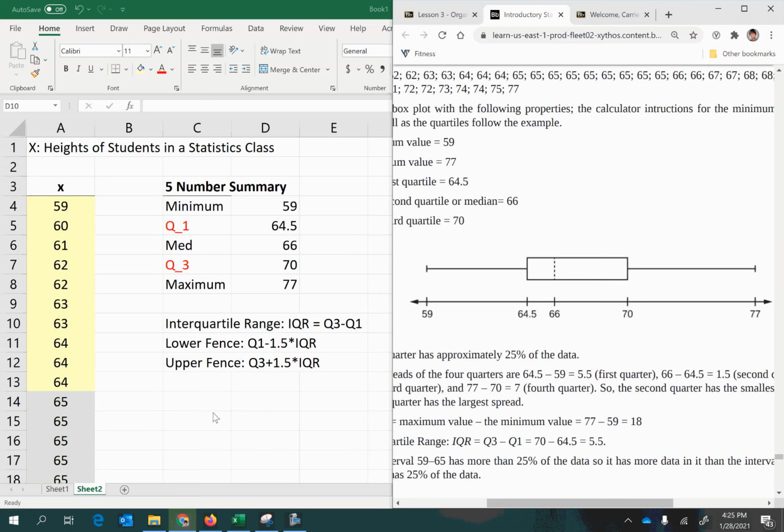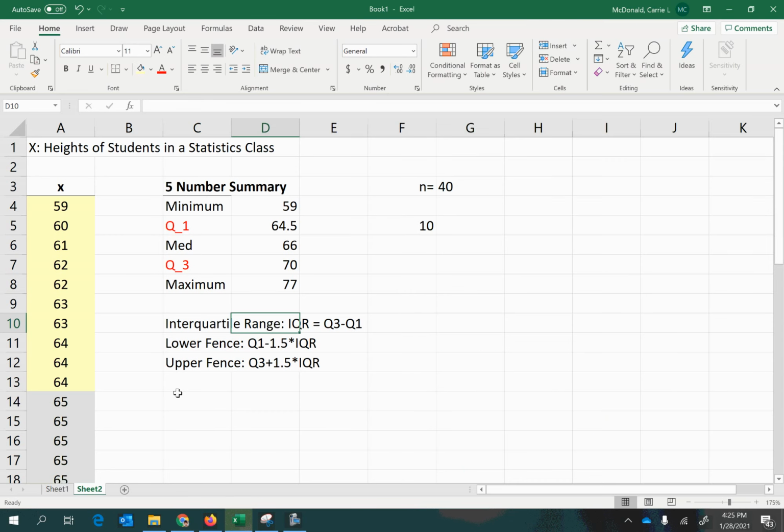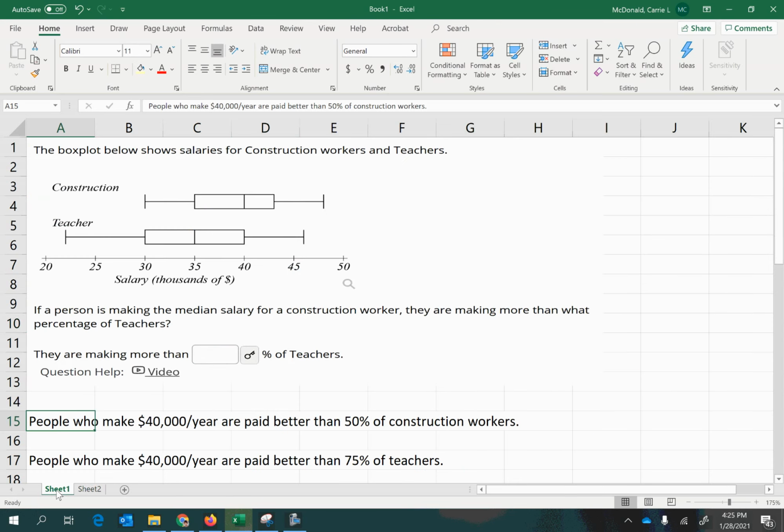All right, so now that you know what a box plot is and how it's laid out, how we come up with those values, let's look at this example. It says the box plot below shows salaries for construction workers and for teachers. So we have them laid out on top of each other on the same scale of salary in thousands of dollars. And then it asks if a person is making the median salary for a construction worker, they are making more than what percentage of teachers?